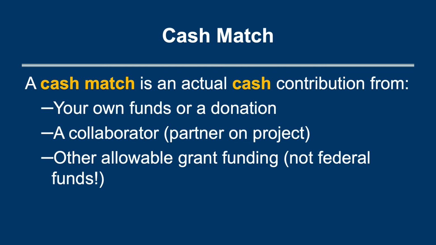Cash is the most common and easiest way to keep track of a match. A cash match is an actual cash contribution from your own funds, from a donation, or collaborator on the project. You may also use funds from another grant source that allows you to use their funds as a match. Please note, you may not use other federal grant dollars as a match.